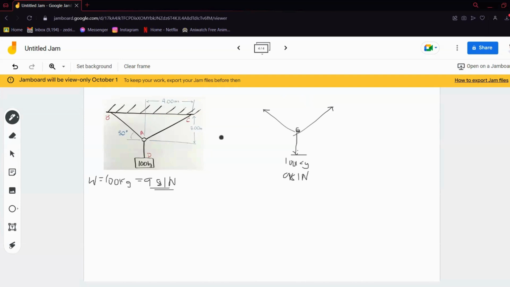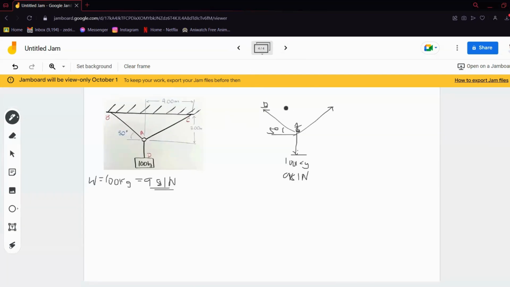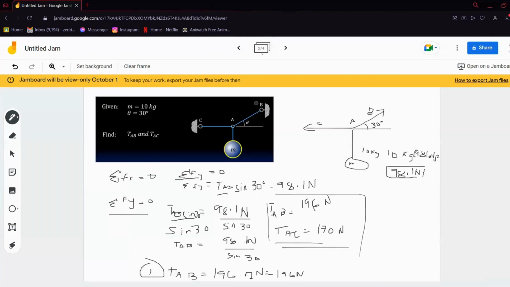Now on point A to point B, we have a given angle of 50. Using the same equations of the summation of Fx and the summation of Fy, we need to first integrate the vertical and horizontal components on each side. But notice that we have a given dimension. We have 4 meters, and here we have 3 meters. Point A, point C. So this problem is actually the same as the previous one.